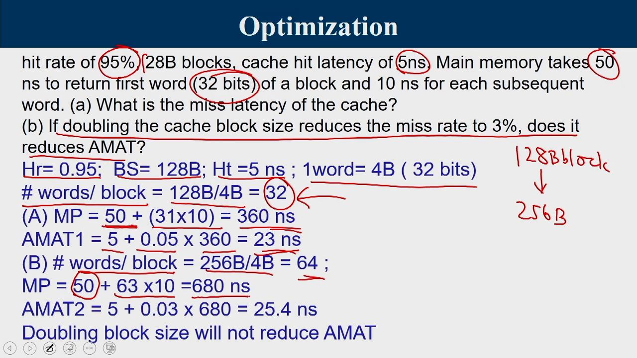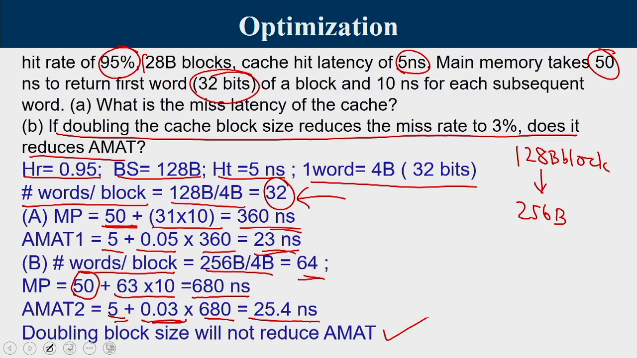So, average memory access time in the second case, that is by increasing the block size, is going to be 25.4 nanosecond. 5, that is the hit time, plus miss rate is 0.03 only, and then 680 is the miss penalty. So, it is 25.4 nanosecond. So, doubling the block size will not reduce average memory access time. That is a takeaway that you have.